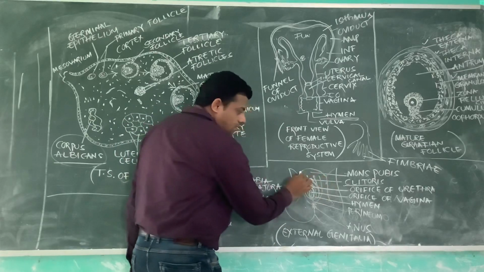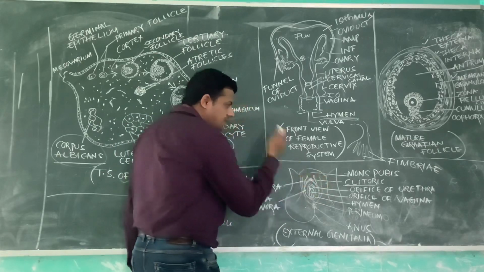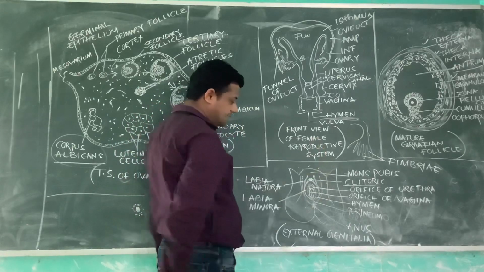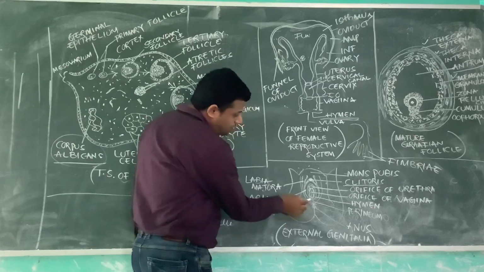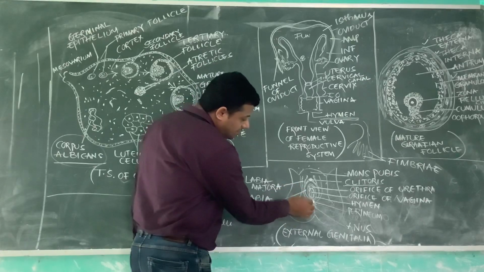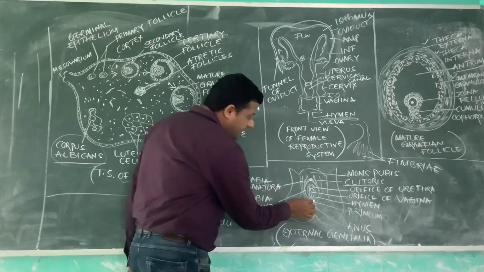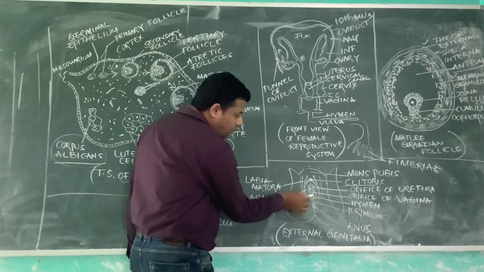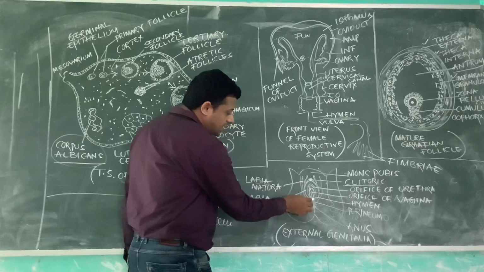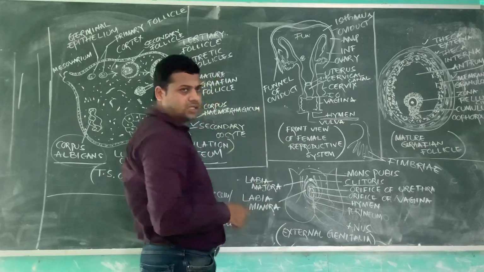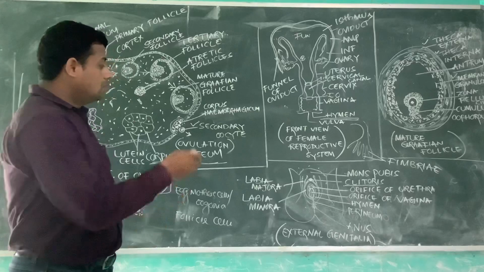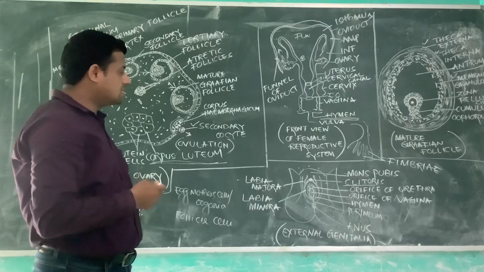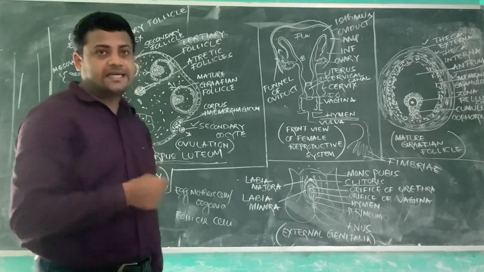Mons pubis is the area with deposition of fat and the presence of hairs. Here, look at this diagram. This is a connection called the perineum, which forms a connection between the vaginal orifice and the anus. It is a tissue connection. These are the parts. Next, we will discuss the associated glands.